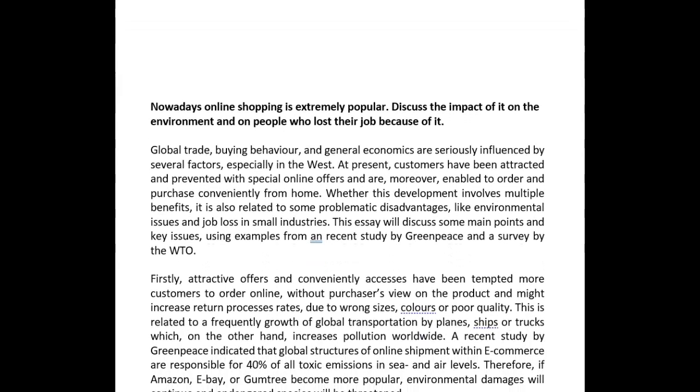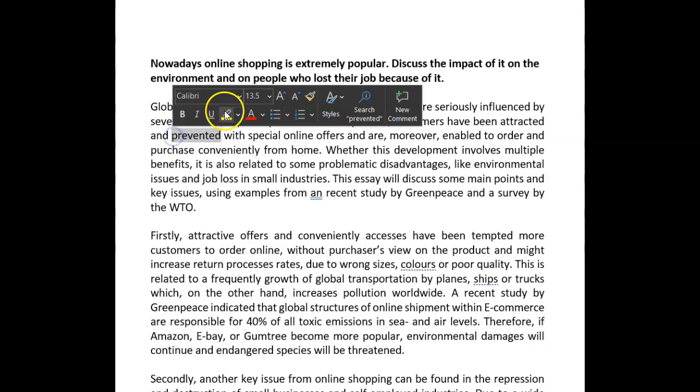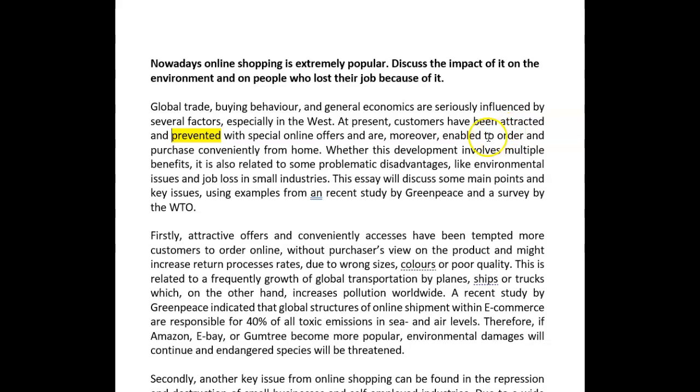Another really interesting essay. Discuss the impact on the environment. That's the first paragraph, and on people who lost their job. Second paragraph. Global trade, buying behaviour, and general economics are seriously influenced by several factors, especially in the West. At present, customers have been attracted and not prevented, but hang on, with special offers, and are moreover enabled to order and purchase conveniently from home.